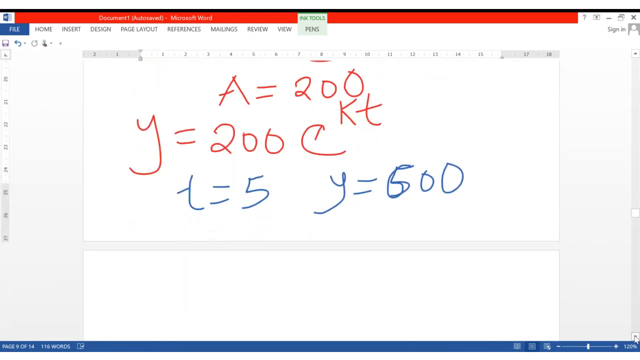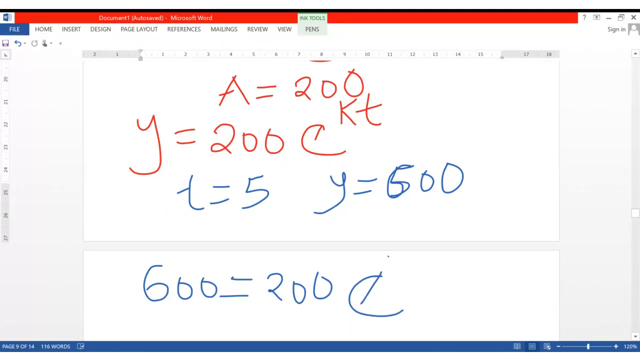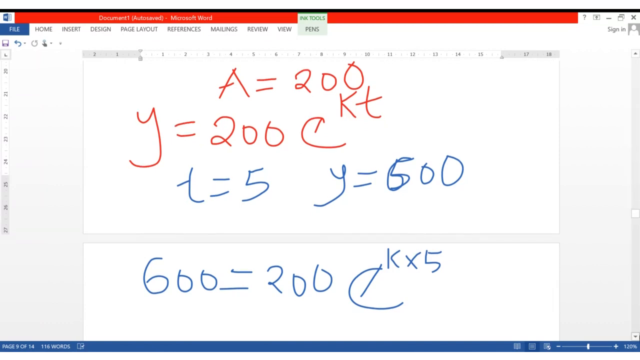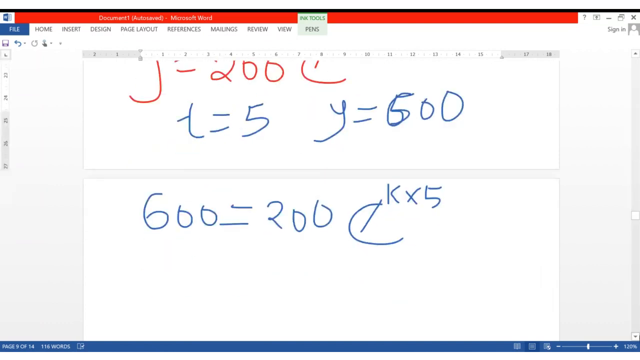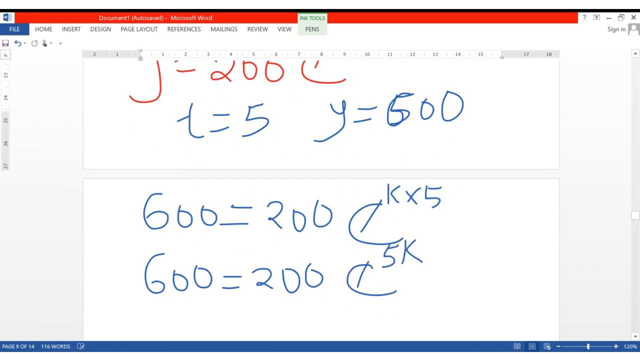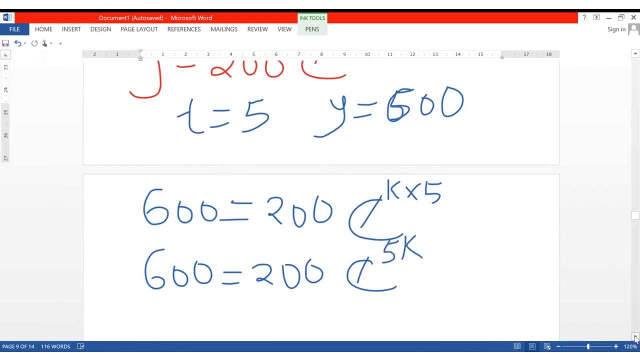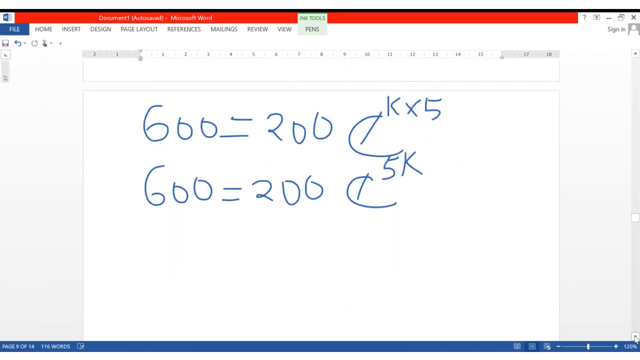So this is 600 is equal to 200, and then exponential. The value of K is not known, but the value of T is known. That is 5. So I multiply K times 5. I'll end up with 600 is equal to 200, and then exponential 5K. Now, we are solving for K. That's the remaining constant. So how do you solve for this one?